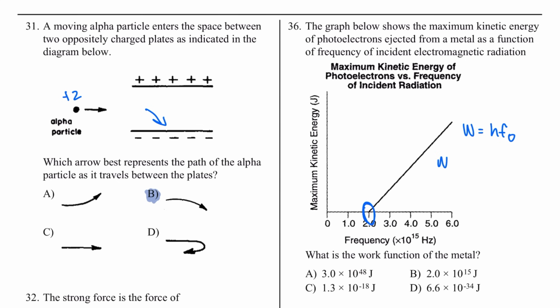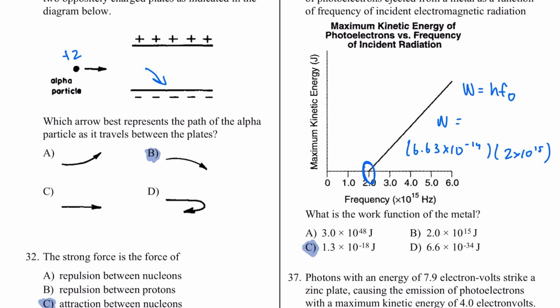So work function is equal to Planck's constant. Planck's constant is 6.63 times 10 to the negative 14. And then we multiply that by frequency. So 2 times 10 to the 15th. Solve this out and you're going to get 1.3 times 10 to the negative 18th joules.